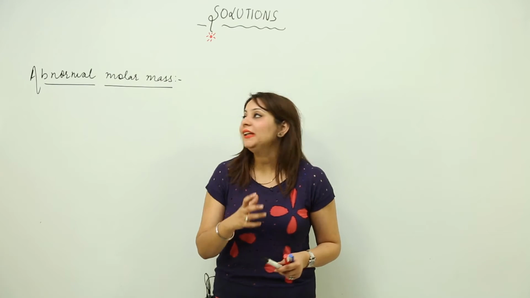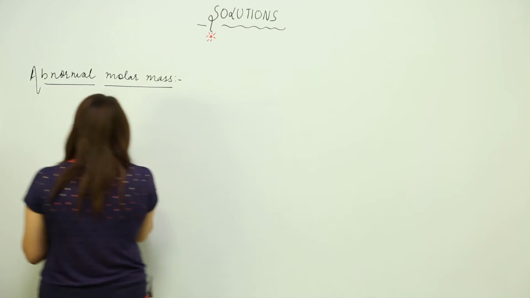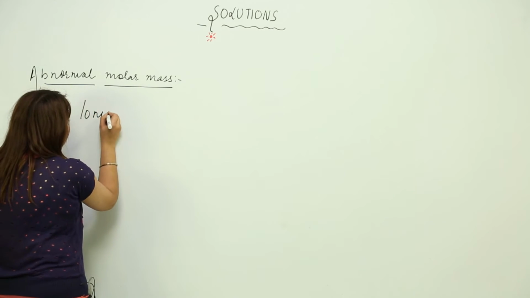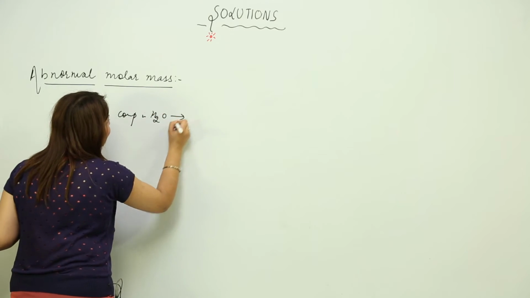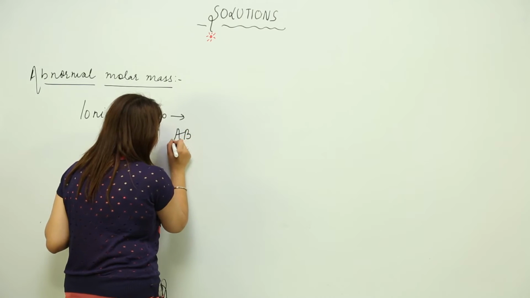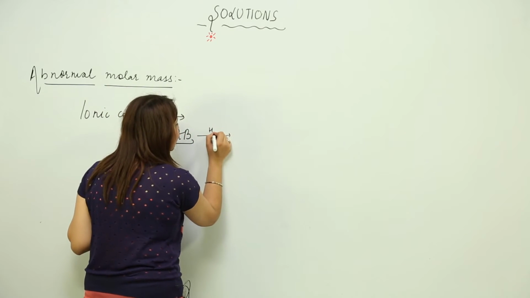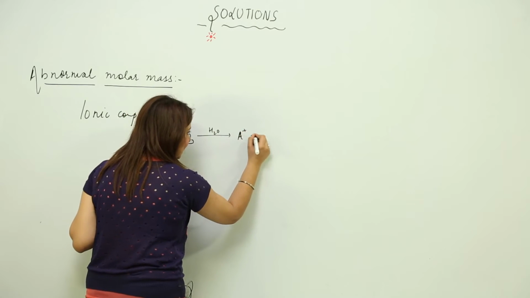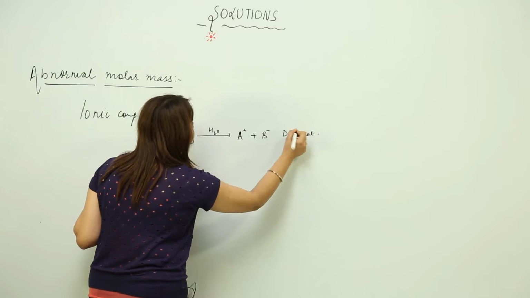Now we have the topic that is the abnormal molar mass. What happens? When some ionic compound is dissolved in water, we see that it breaks. Suppose I take an example AB as my ionic compound. Sometimes when we dissolve it in water, it gets dissociated into ions. So that means dissociation may occur, right?